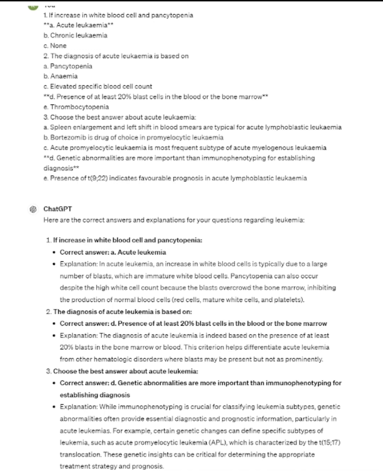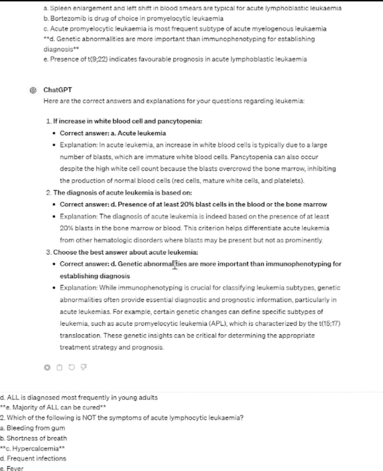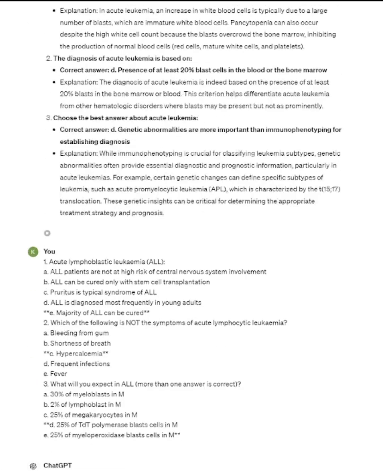Correct answer, D. Genetic abnormalities are more important than immunophenotyping for establishing diagnosis. Explanation. While immunophenotyping is crucial for classifying leukemia subtypes, genetic abnormalities often provide essential diagnostic and prognostic information, particularly in acute leukemias. For example, certain genetic changes can define specific subtypes of leukemia, such as acute promyelocytic leukemia, APL, which is characterized by the t(15;17) translocation. These genetic insights can be critical for determining the appropriate treatment strategy and prognosis.